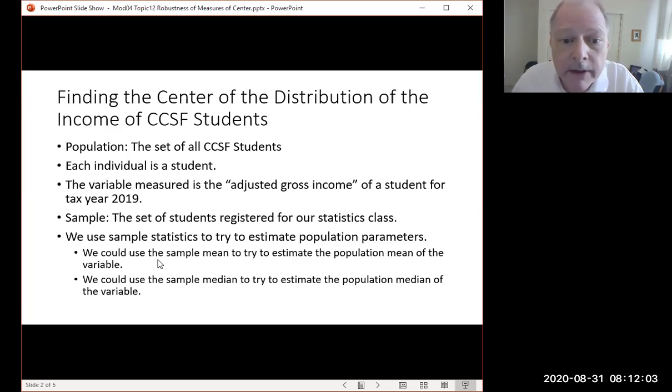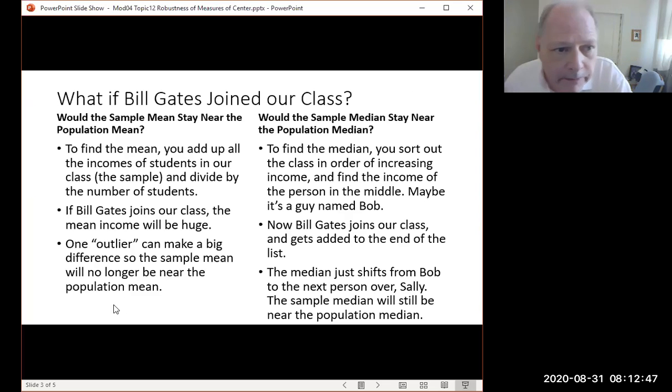But we could use the sample mean to estimate the population mean, or we could use the sample median to try to estimate the population median. And we want to compare how these two different statistics, the mean versus the median, respond to the presence of some outliers or extreme values in the data. So what if Bill Gates joined our class? Would the sample mean stay near the population mean? Would the sample median stay near the population median? The answers to these two questions are really different.